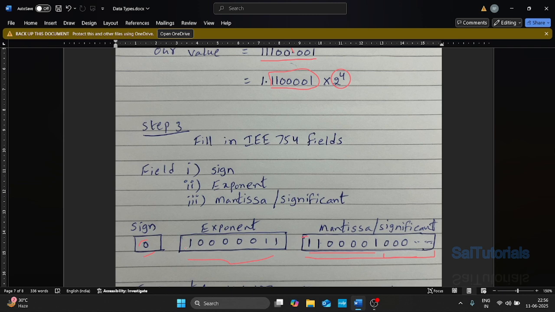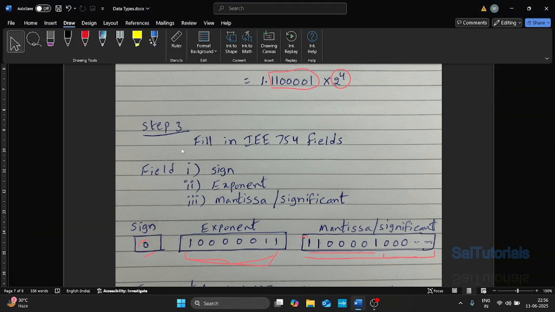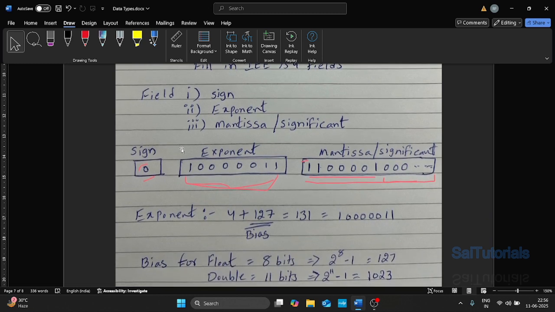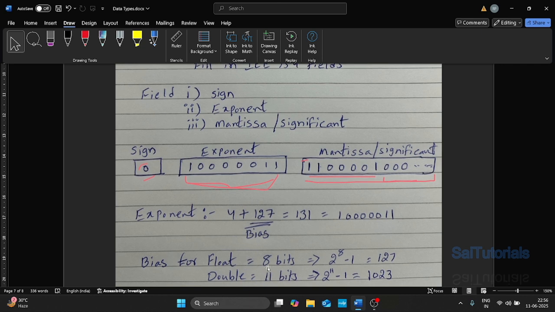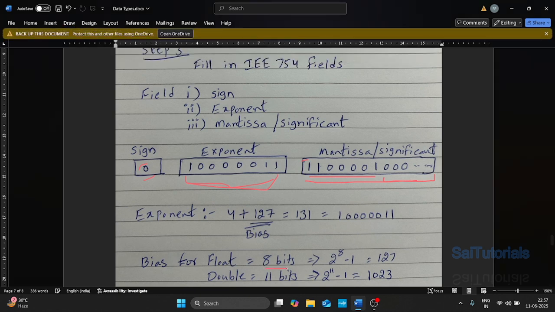Now we will see what value I have to keep in the exponent. The exponent indicates the position of the decimal point. How can I fill this value? For float, we have to keep 8 bits, and this is what we call the bias value. For double, it is 11 bits. I could explain why only 8 bits for float and why 11 bits for double, but it will take a long time. So just remember, for float it takes 8 bits, and for double it takes 11 bits.